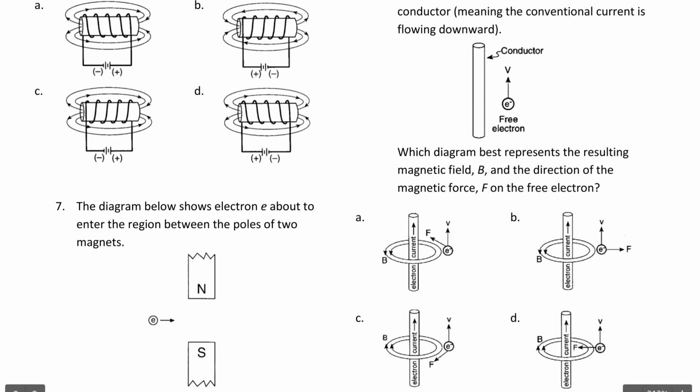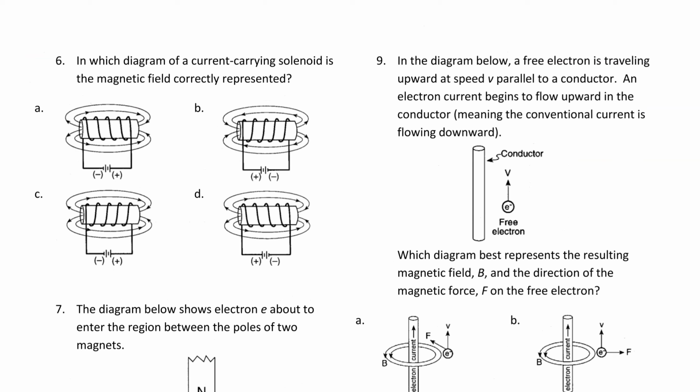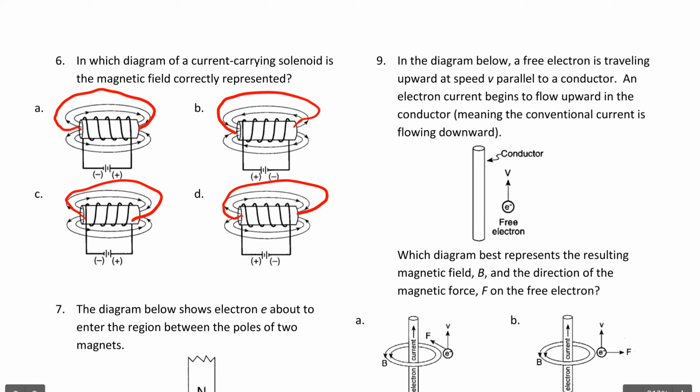Okay. So 6 says, in which diagram of a current carrying solenoid is the magnetic field correctly represented? So they all look good in terms of the magnetic field lines making that oval shape. You know, they all have the appropriate shape there. So what's the difference? These are going out of the left into the right. So are these. But these are going out of the right into the left. These are also going out of the left into the right.